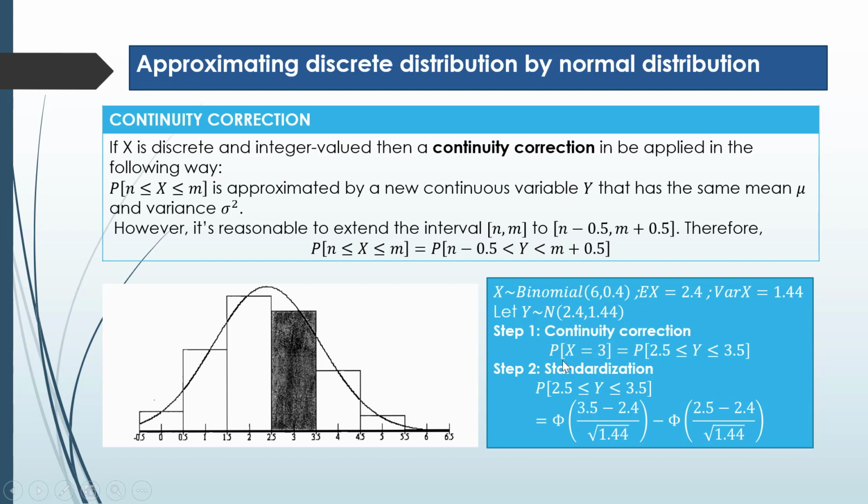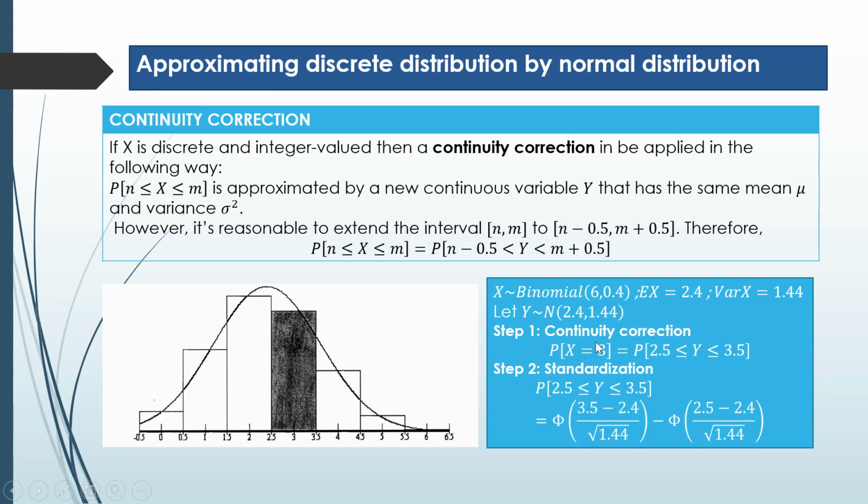Here, if you want to find the probability that x equals 3, suppose you don't use continuity correction. So you use y to approximate x, and this becomes the probability that y equals 3. However, y is a continuous distribution, so if you calculate the probability that y equals 3, the answer is 0. But by the normal distribution, the probability that x equals 3 is not 0. You see that? So that's why we need continuity correction.